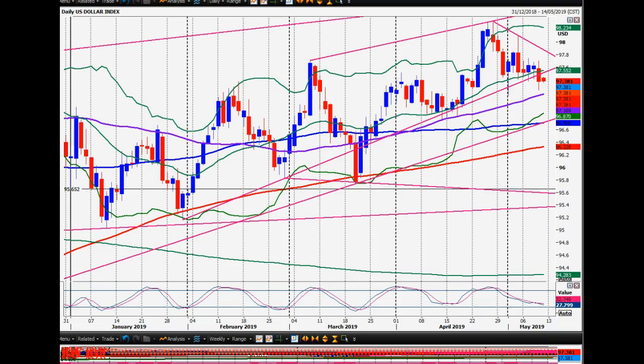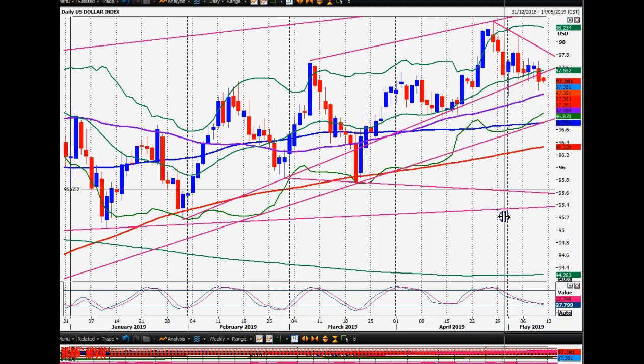Friday the 10th of May, dollar index looks like we're breaking lower. We kind of paused here. It's all about this trade deal with China, isn't it? So dollar's under pressure. We've had a little bounce back in the index from 97.23.